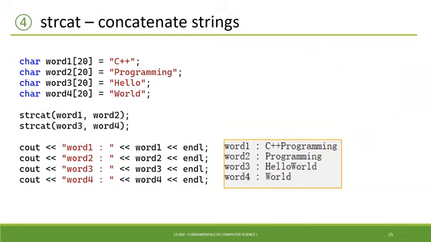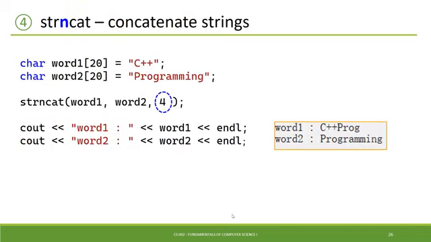Okay, this is an example. Look at this one. I have 4 strings here: C++ programming, hello world. I want to concatenate word 1 and word 2. Then word 1 becomes C++ programming, and word 2 is just programming. And 3 and 4, they are concatenated: hello world. And word 4 stays the same. This is concatenate.